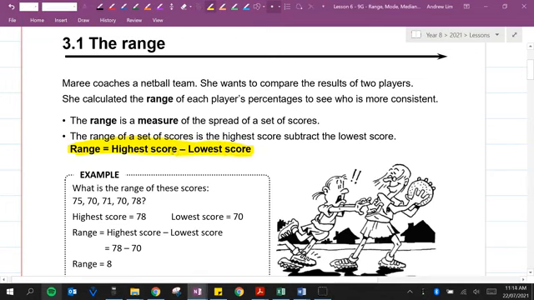Now, up here it says Marie wants to know which player is more consistent. Basically, a smaller range means you're more consistent. So if you do the highest number minus the lowest number and you get a pretty small answer, then that means you're very consistent. But if you take the largest number and subtract the smallest number and you get a really big answer, you're not very consistent at all.